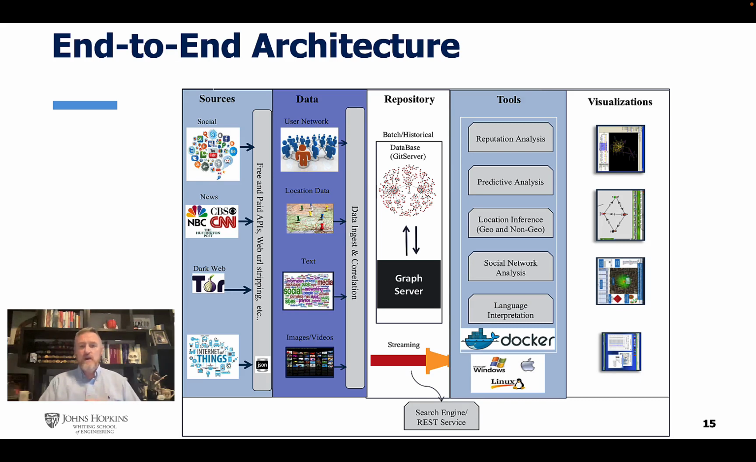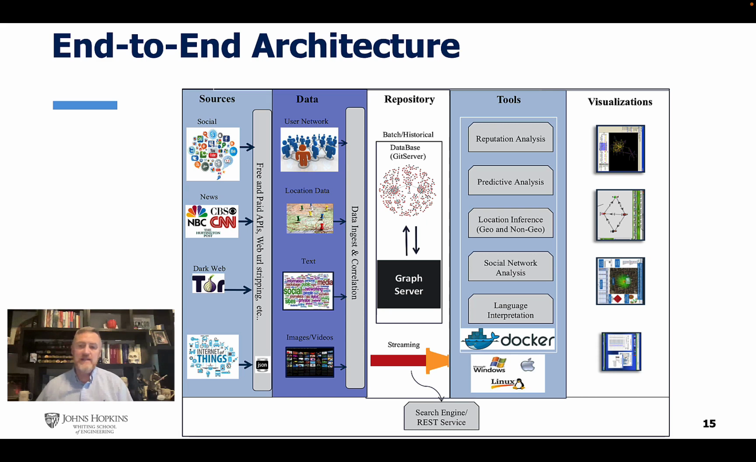All right, so bringing all of this together, we can think of the end-to-end architecture for social media analytics as there's a bunch of different sources of data, not just social media, right? There's also news sources, there's the dark web, there's the Internet of Things. All of these sources are going to feed into data. And so we have data about the user network and their connections. We have data about locations, the text they're using, the images they're posting, right? All this data can be placed into some type of repository or server, right? So that's the data engineering piece.